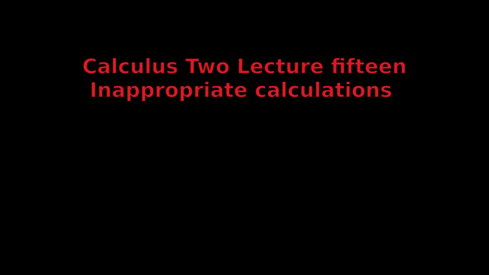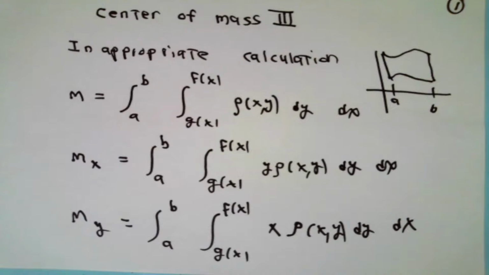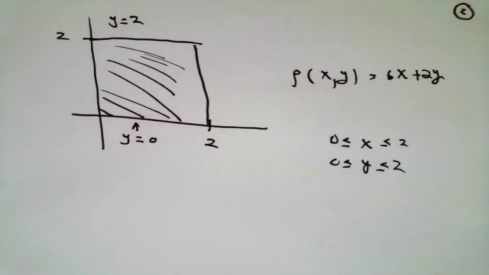In the previous discussion, we saw how to calculate centers of mass even if the mass density is not a constant. In this short video, I'd like to look at a specific example of that. We're going to look at the region in the first quadrant that goes from x equals 0 to x equals 2, and also y equals 0 to y equals 2.